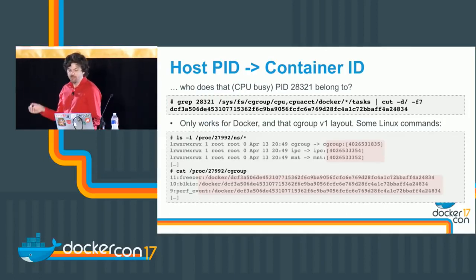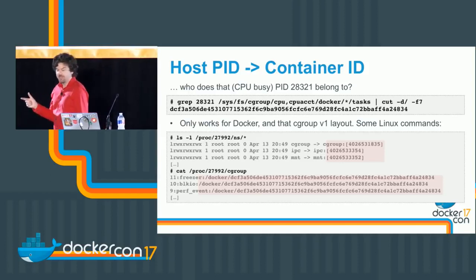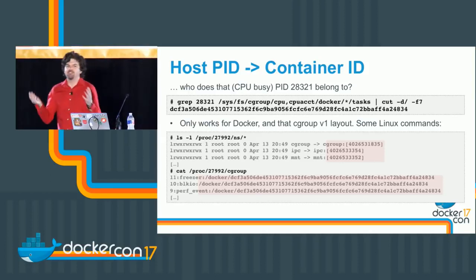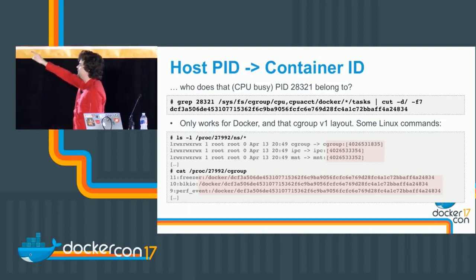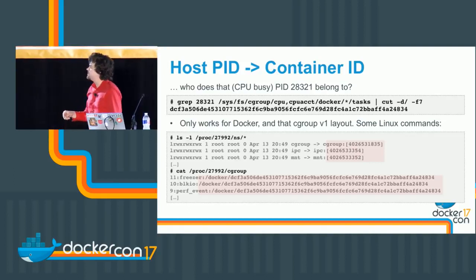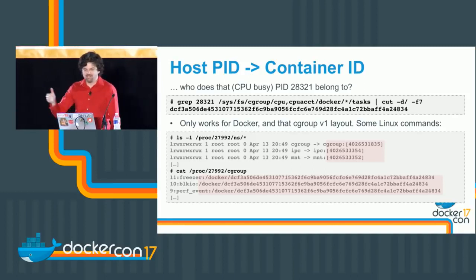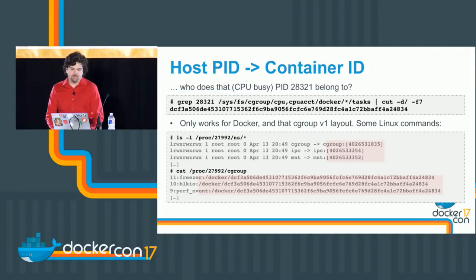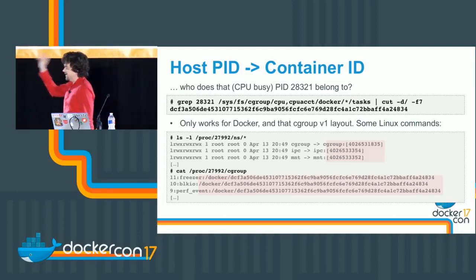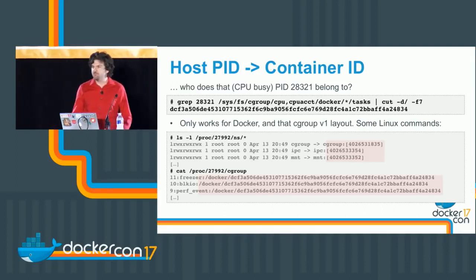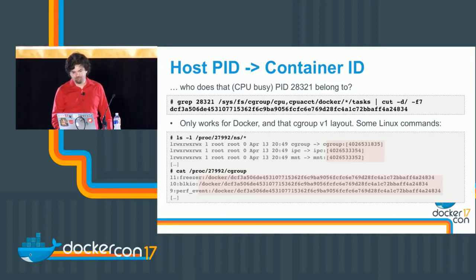Now I had a hot process in those two screenshots. Who does it belong to? There's lots of different ways you can do this. You may have a better way than I do, but I can grep out of the sysfs cgroup files and quickly see the Docker container that process ID belongs to. Some Linux commands that aren't Docker specific, I can look in its namespace directory under proc. I can look at cgroups as well and then map it back to the container that way.